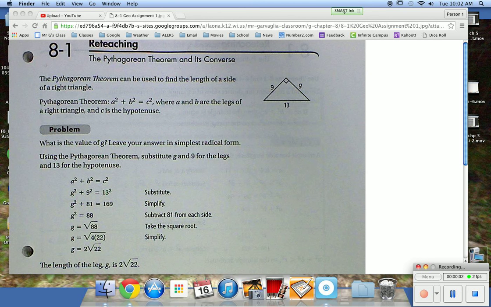All right. We're starting out with the Pythagorean theorem. You guys have had it before: a squared plus b squared equals c squared. This only works on right triangles. A right triangle means it has a right angle in it, meaning 90 degrees. The Pythagorean theorem will only work for those triangles.